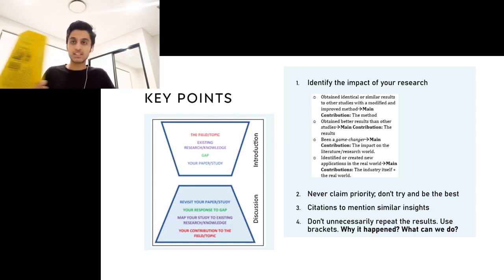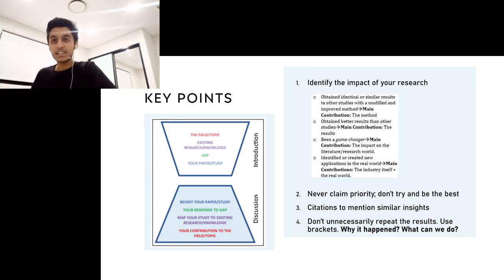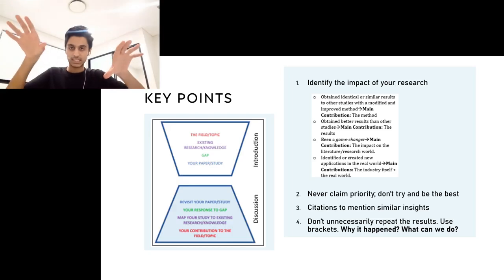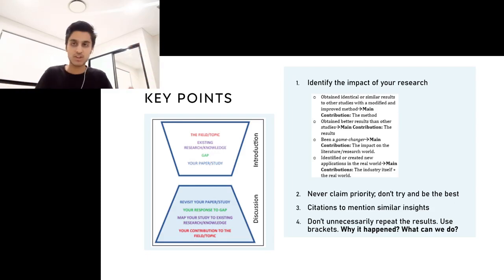And so it doesn't turn out looking something like this. Okay, first of all, you want to identify the purpose, identify the impact of your research, because there are so many different types of aims and hypotheses, and your paper is not going to be the same. You're not going to be addressing the same type of question as someone else's paper. So there are 4 key impacts of your research. First of all, you obtained identical or similar results to other studies with a modified and improved method. So you modified an improved method and you obtained similar results to other studies. So then what will your main contribution be?